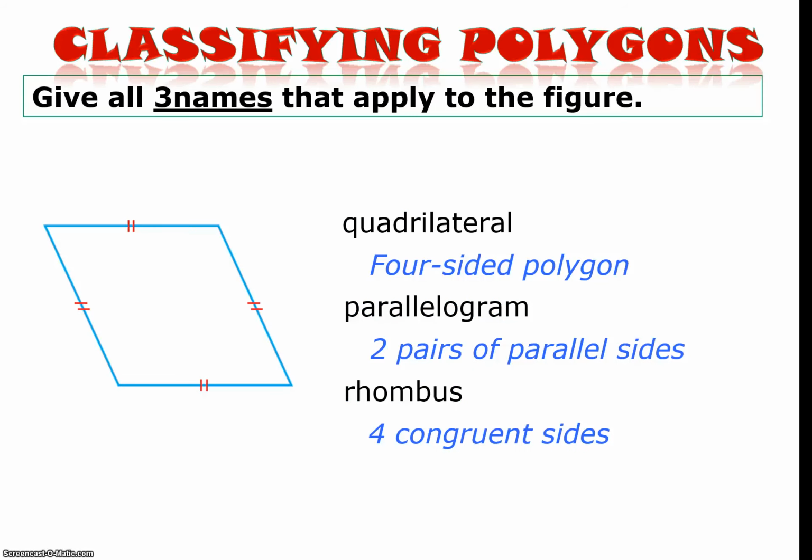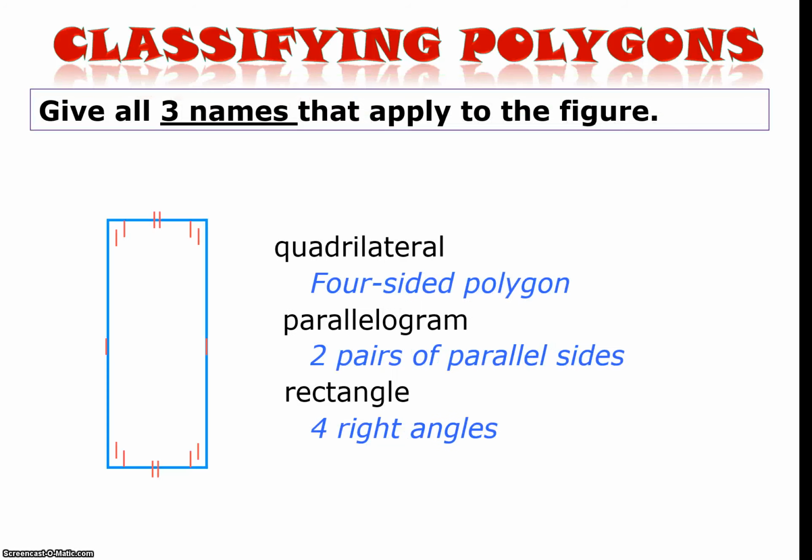This is a quadrilateral because it has 4 sides. It's a parallelogram because both pairs of sides are parallel to each other. And it's a rhombus because it has 4 congruent sides. It doesn't have the congruent angle marks. This is a quadrilateral, 4-sided, has 2 sets of parallel sides, and these are supposed to be right angles. So you can also call this a rectangle.